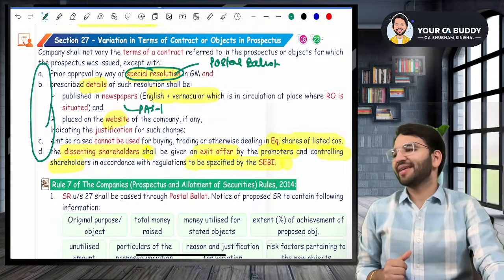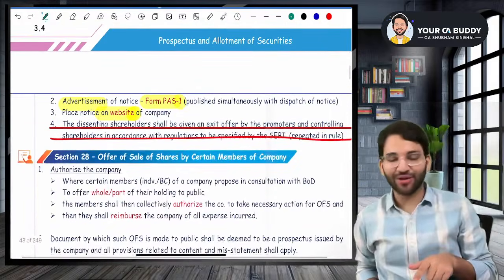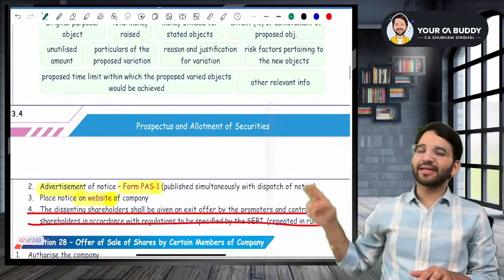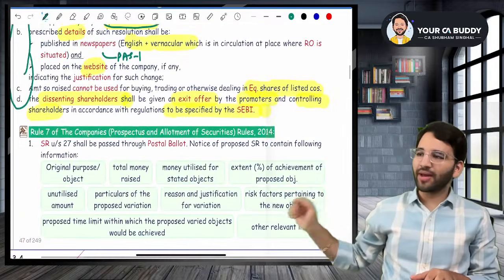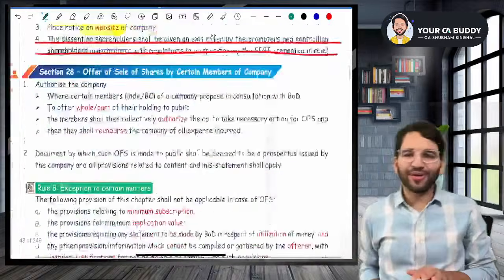Are you with me, guys? Yes, sir. These are the 4 conditions that you have to comply with, section number 27. And I told you all the details. Like, you will have to furnish PS1. You'll have to give all the details. The SR has to be passed in a postal ballot. And these are the 4 points that you need to remember.